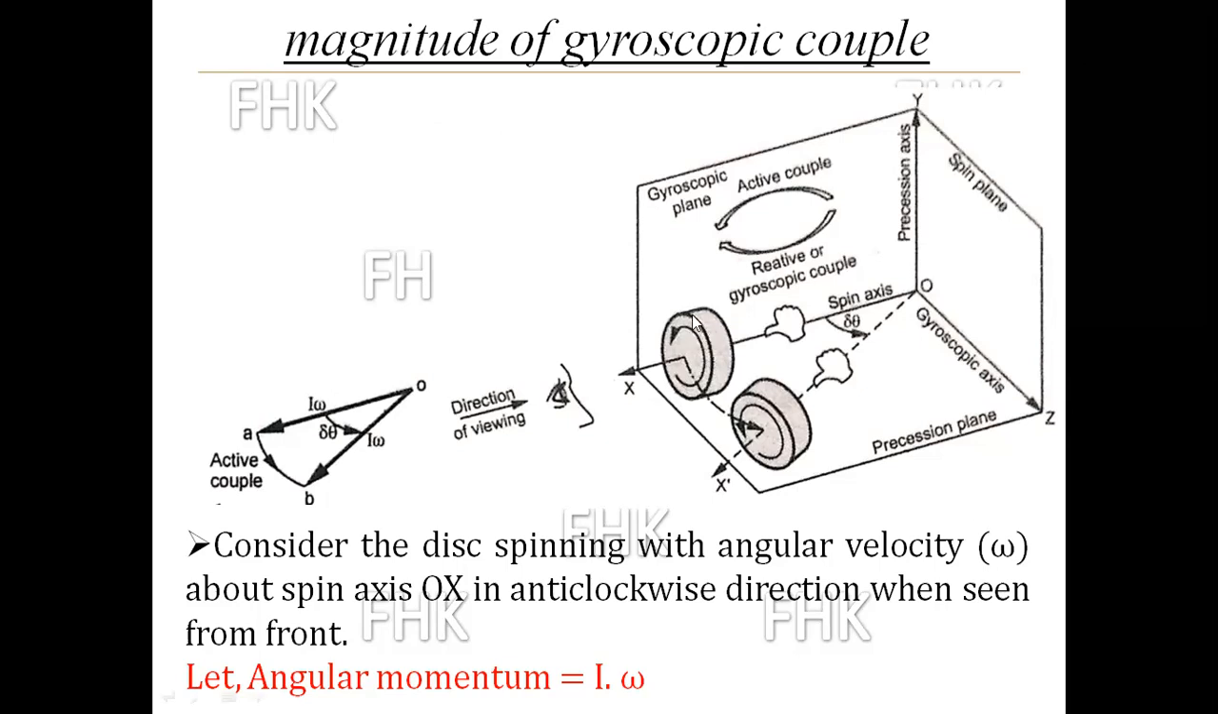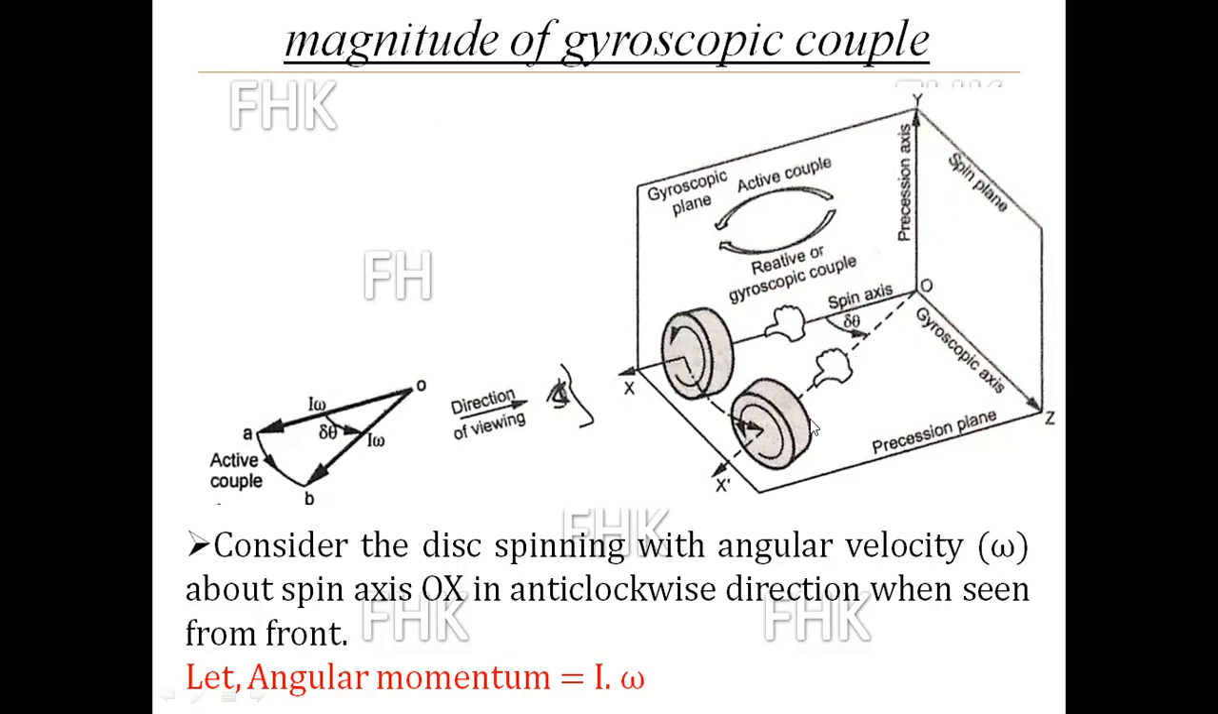See here, a rotor is spinning about the axis OX. That spinning of the rotating body, either clockwise or anti-clockwise, you can see in a particular plane. That plane is called the spin plane. This is the position of the observer, and from this position the observer can directly see the exact rotation of the rotor. That plane is exactly perpendicular to the observer, and that plane is called the spin plane.